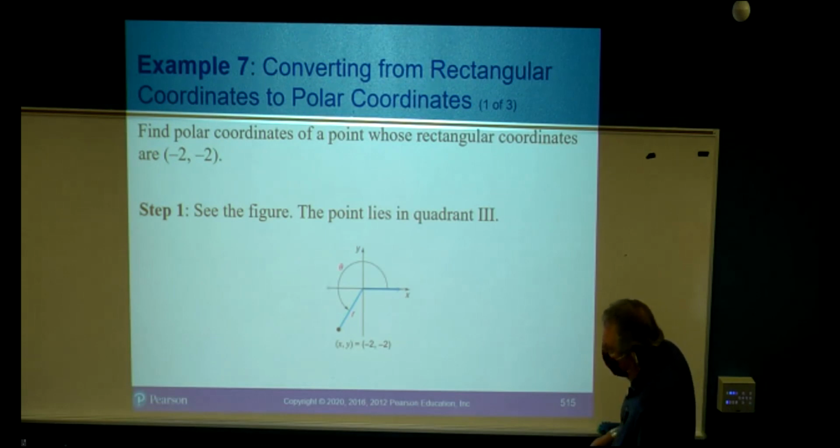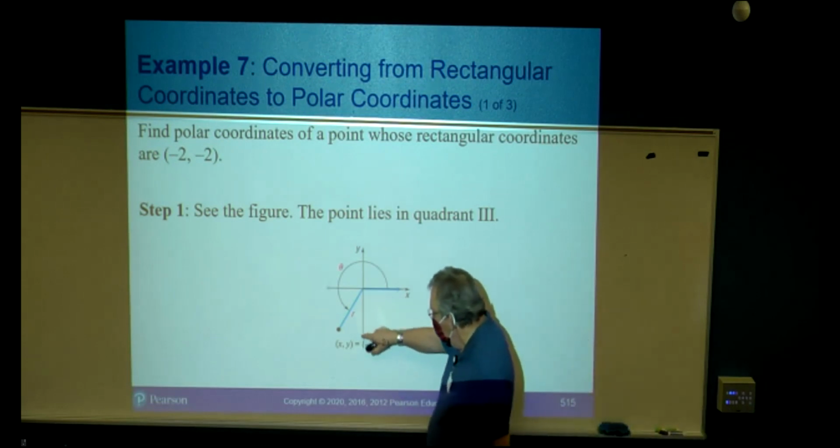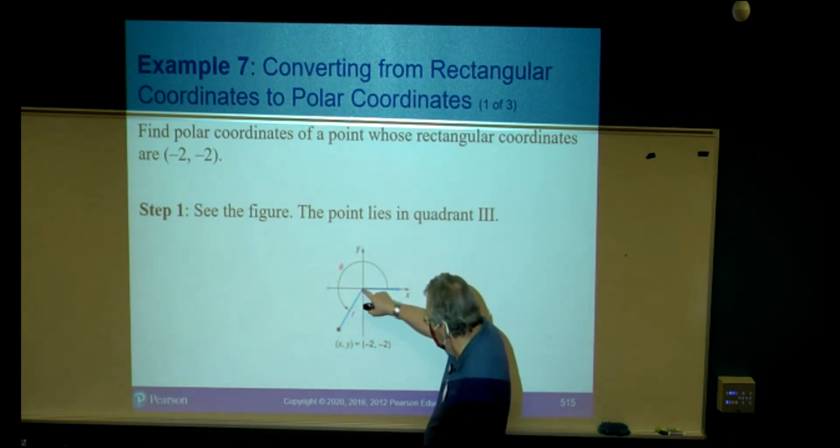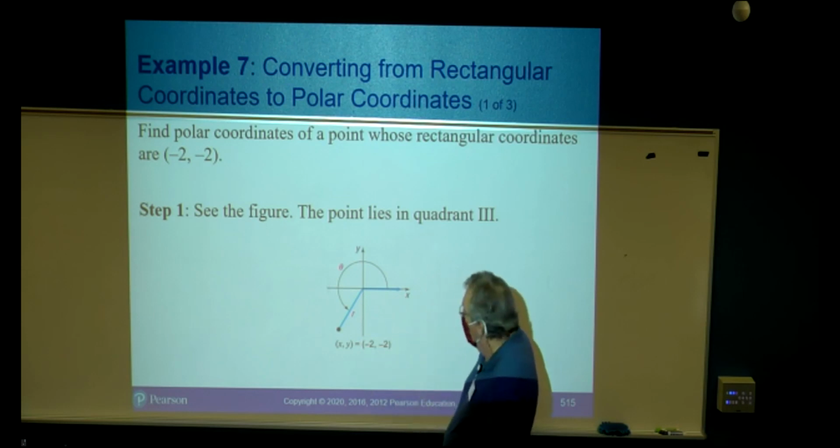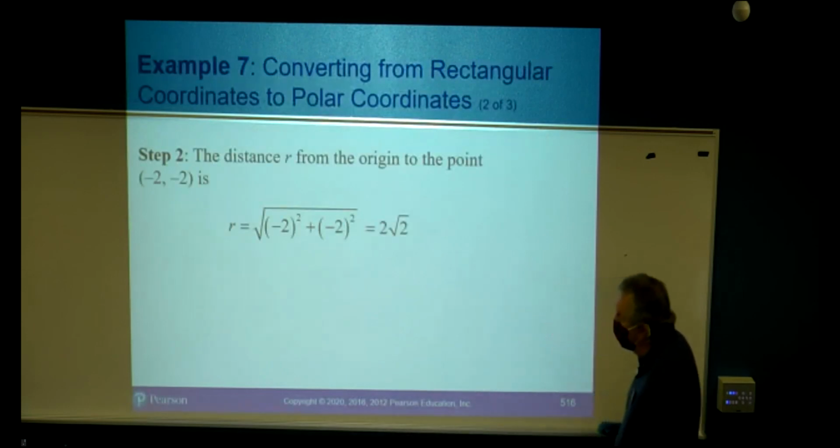And we do the same process of finding r, which is the distance from this point to the origin. So that's going to be this -2 squared and -2 squared. You add them together and take their square root.